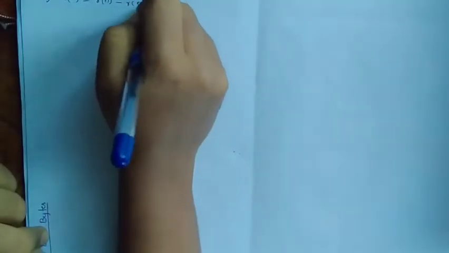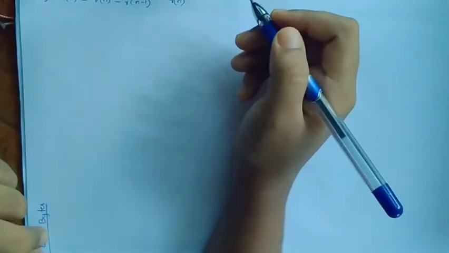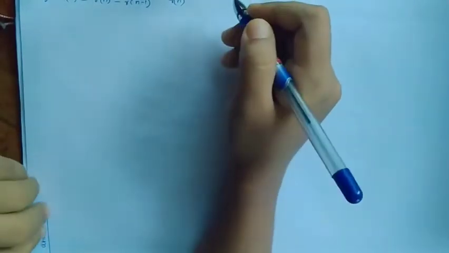Let's do the second question. In the second question it is asked, let x of n equal to r of n minus r of n minus 1, where r of n is a unit ramp sequence. The Z transform of x of n is, we have to find out the Z transform of x of n. So I am just going to draw this r of n.